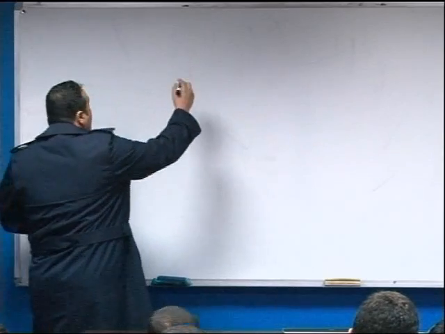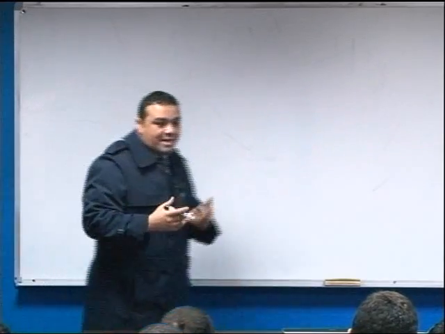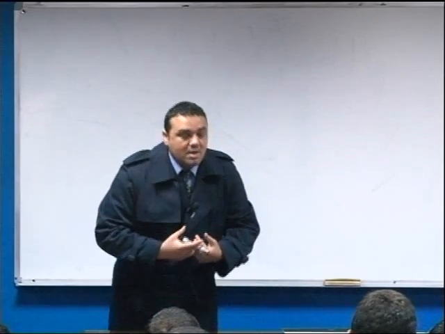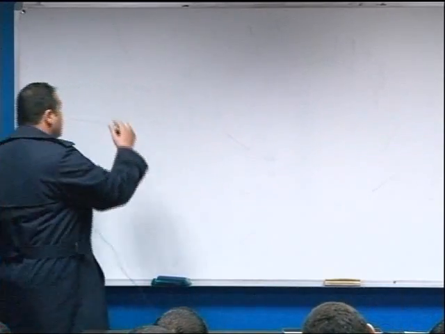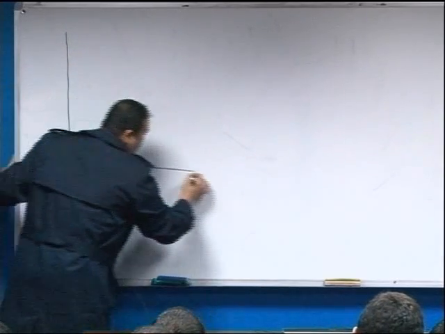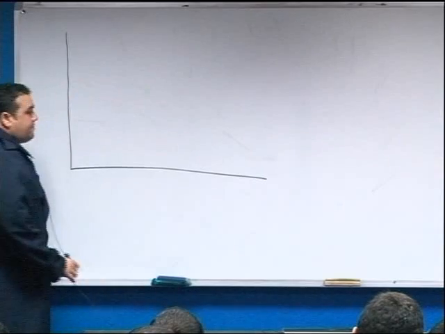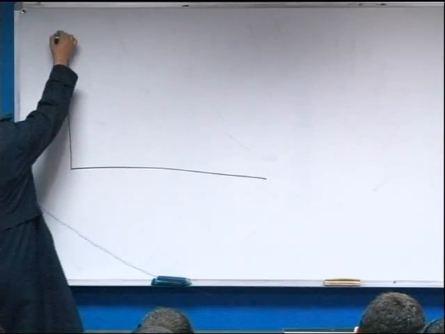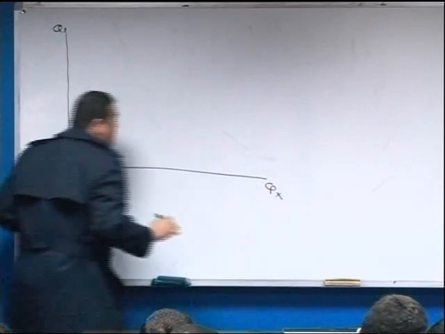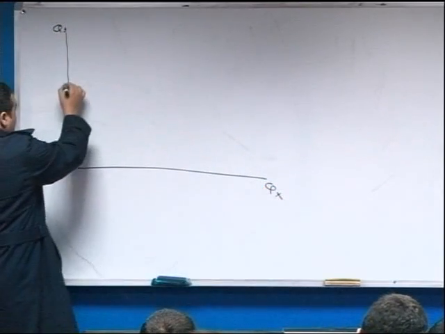So, let's determine the equilibrium or the consumer equilibrium under the indifference curve theory. Suppose that we have the following graph. This is QY, QX, and this is the budget line.